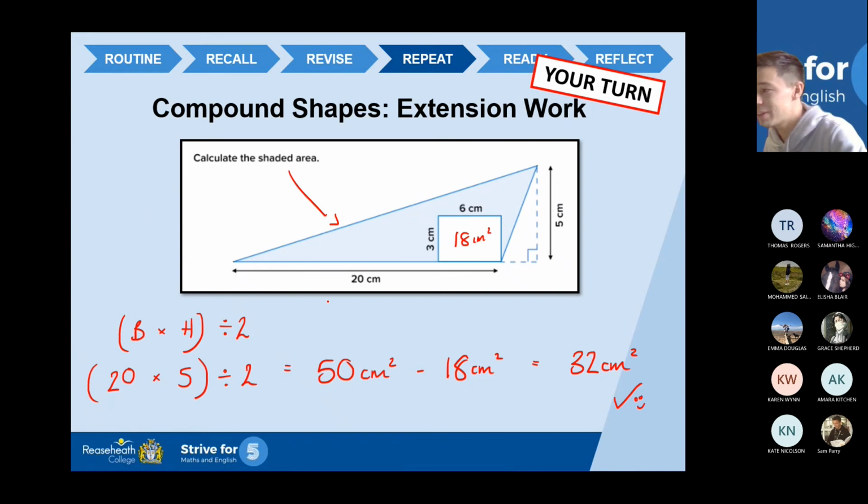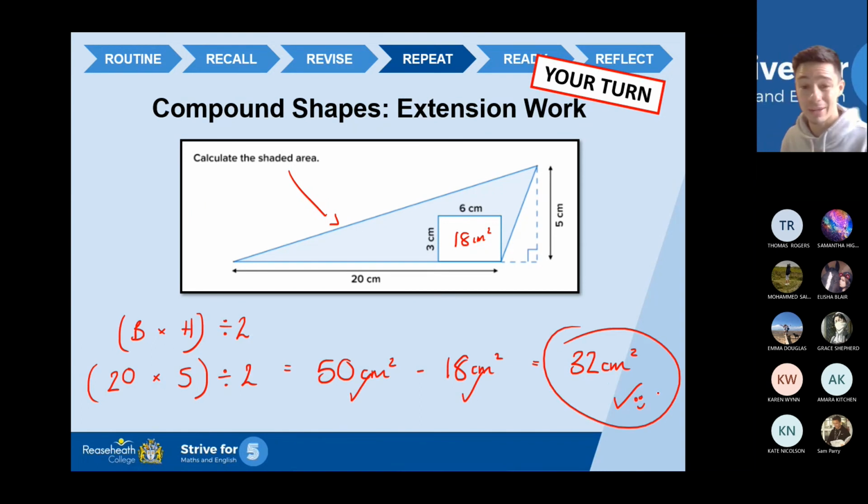Okay, so what did I do? Well, I worked out the area of the triangle, the big area, which gave me 50 centimeters squared. I worked out the area of the smaller shape inside of the triangle, and then I subtracted that away to give me my final answer.